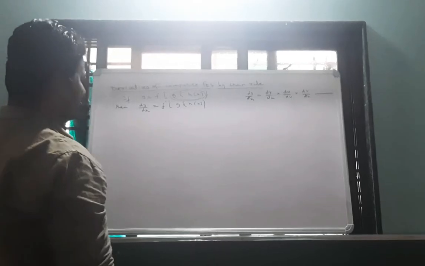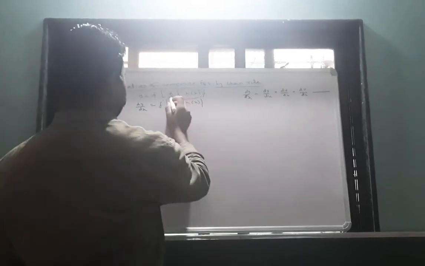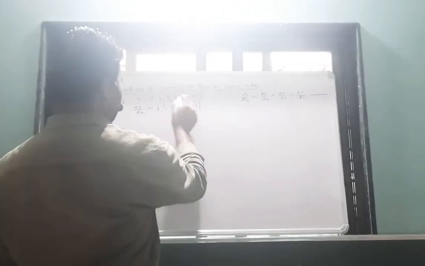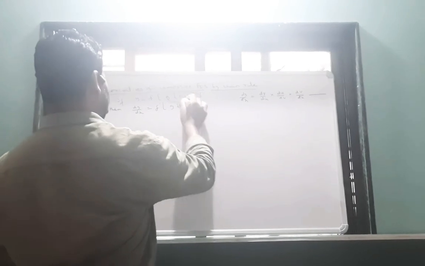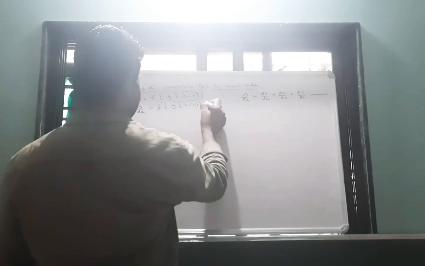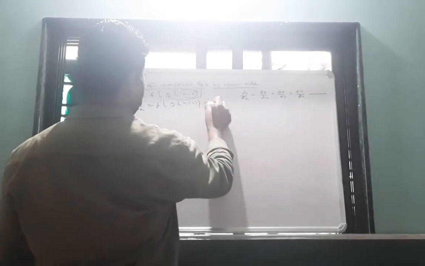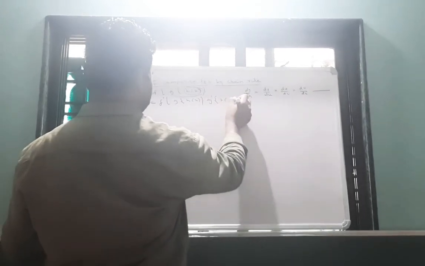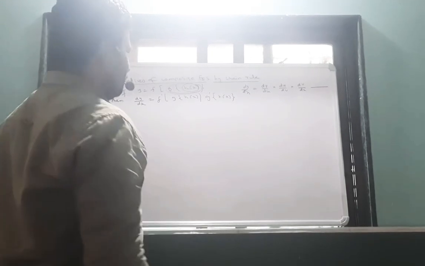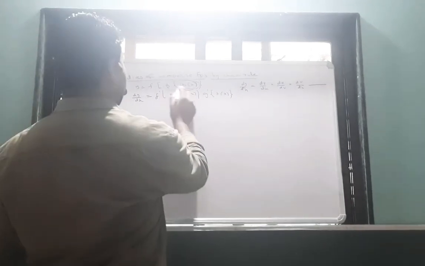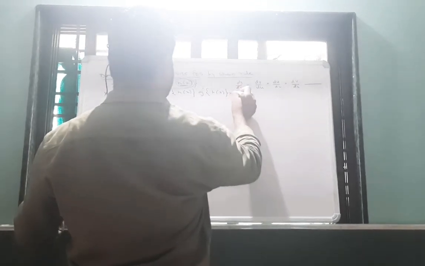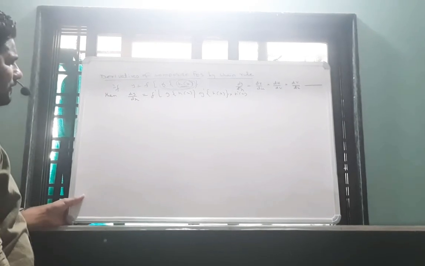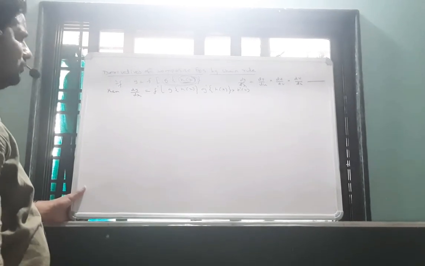Now we have to find du by dv. So here in g of h of x, assume h of x is v. So g of v, the derivative of g of v is g dash of v, where v is h of x. Then find the derivative of v, that is h of x, which is h dash of x. Like this we can find the derivative of composite functions by using the chain rule.